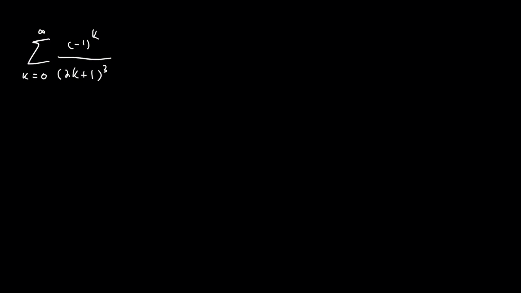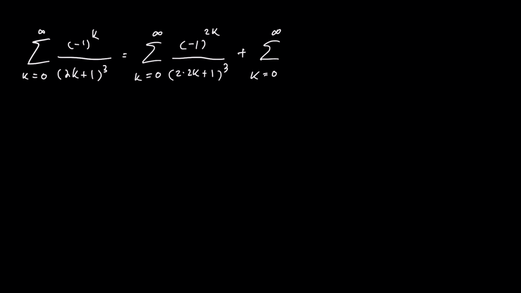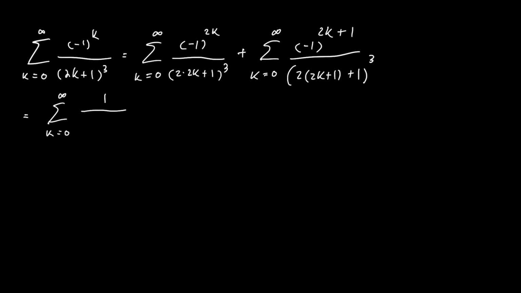Today we'll be doing the sum from 0 to infinity of (-1)^k over (2k plus 1) cubed. To start off, we will break apart the sum into its even and odd components. So we're going to have the sum from 0 to infinity of (-1)^(2k) over (2 times 2k plus 1) cubed, plus the sum from 0 to infinity of (-1)^(2k+1) divided by (2 times 2k plus 1) cubed. And so we're going to have the sum from 0 to infinity of 1 over (4k plus 1) cubed.